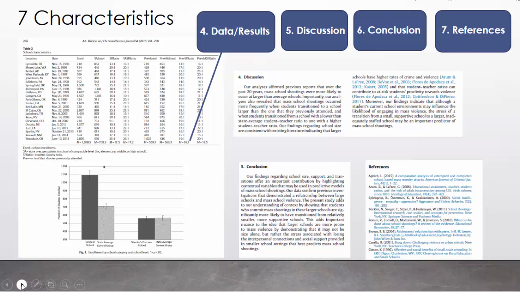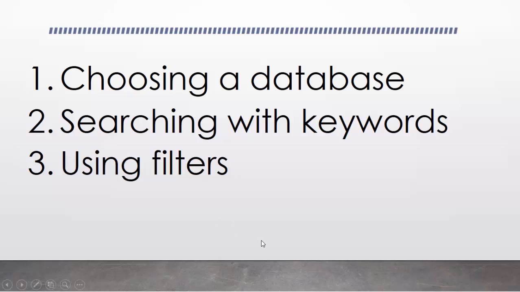So our next step will be to actually go to the library databases and to do an actual search. There's sort of 3 steps to this process. The first one is simply choosing a database. The second is choosing keywords and searching with those keywords. And then finally, using the filters or the other tools in the database to actually locate the type of source that you're looking for, in this case, a peer-reviewed article.